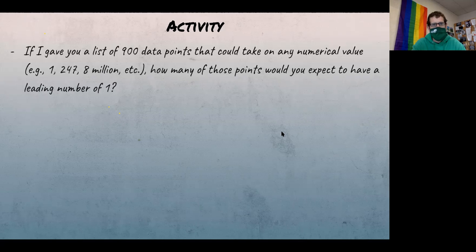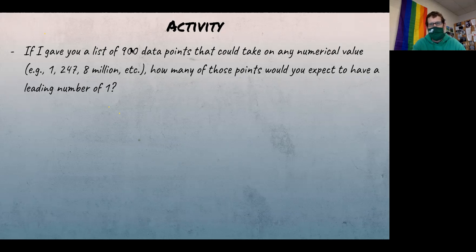You might agree or disagree, but let's approach it from this perspective. If I gave you a list of 900 data points that could take on any numerical value, so that means it could be a single digit number, it could be decimals, it could be 247 or 8 million, right? So it could be any value. So how many of those data points would you expect to have a leading number of 1? This is a question you're allowed to answer. 100. That's a fair assumption, right?